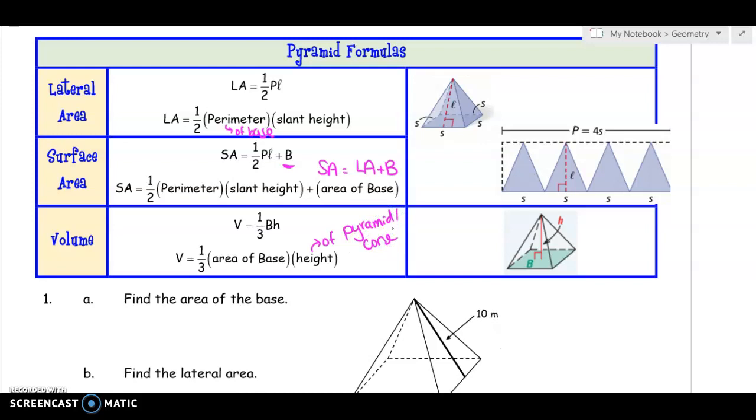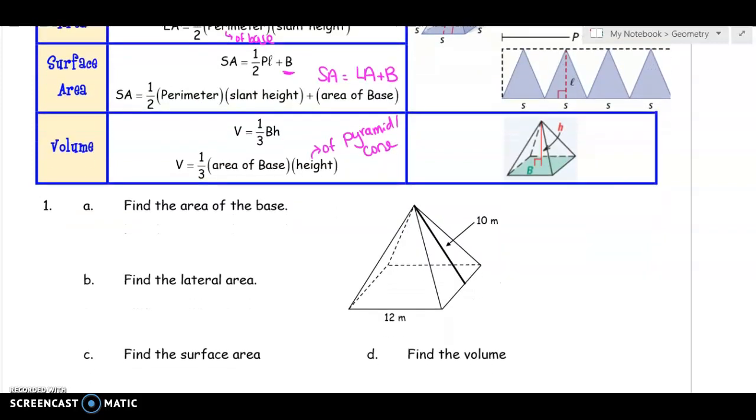All right, so we're going to do some practice here. Find the area of the base. Okay, I told you that all the bases for pyramids would be a square. So if we know one side's 12, all the other sides are 12. If you want to draw the base off to the side, go ahead. All right, we're finding the area of a square. We learned how to do that before. You just do 12 times 12. You're going to get 144 square meters. That's the area of the base.